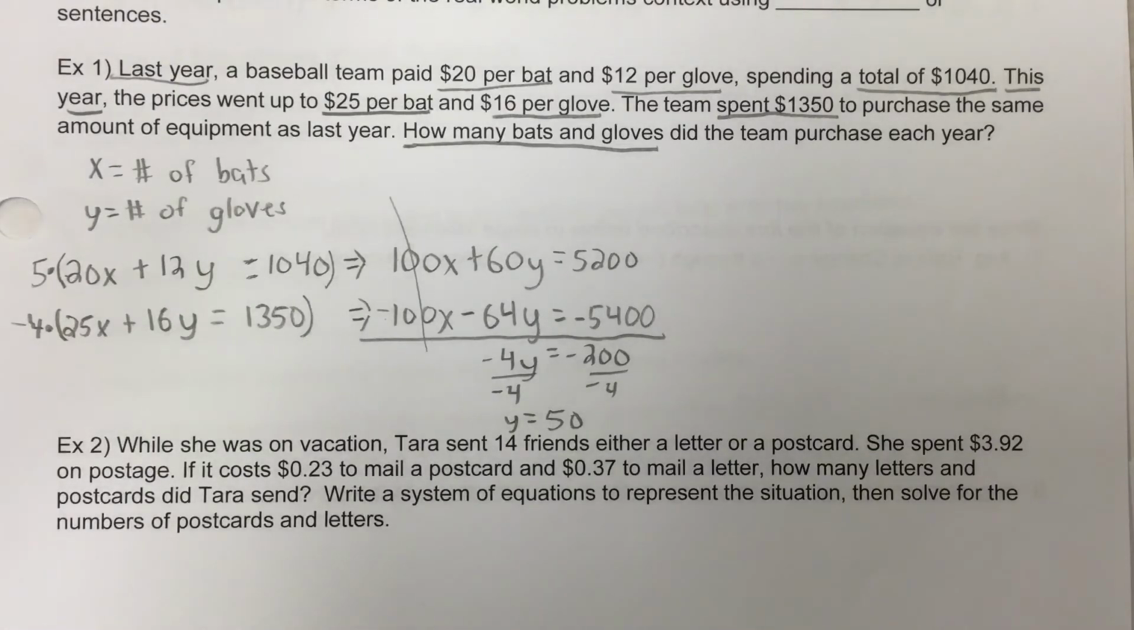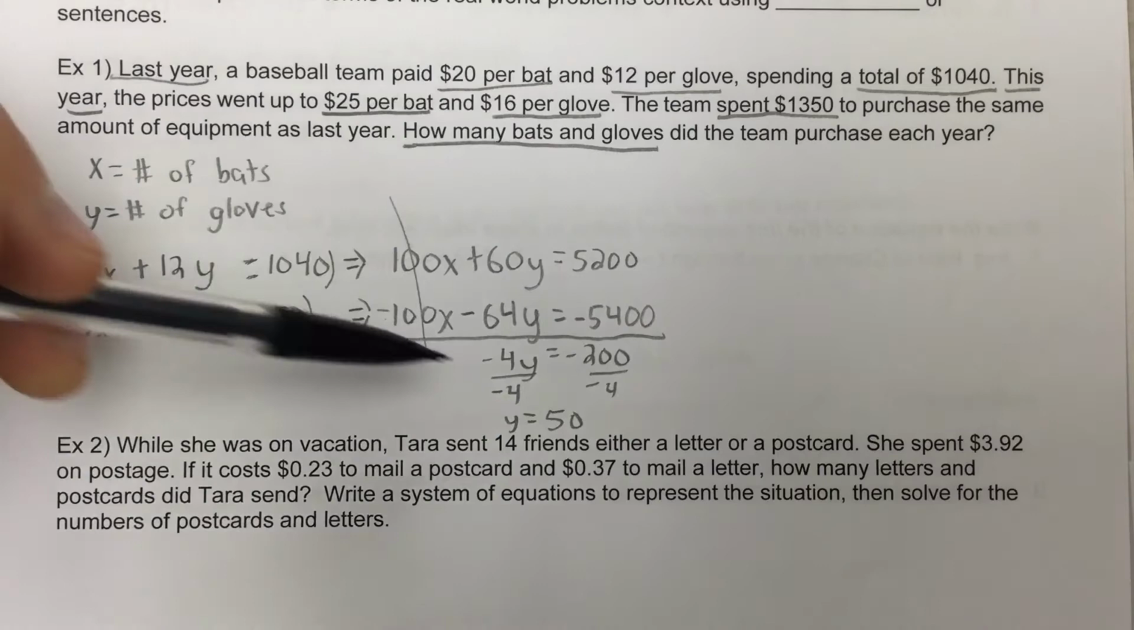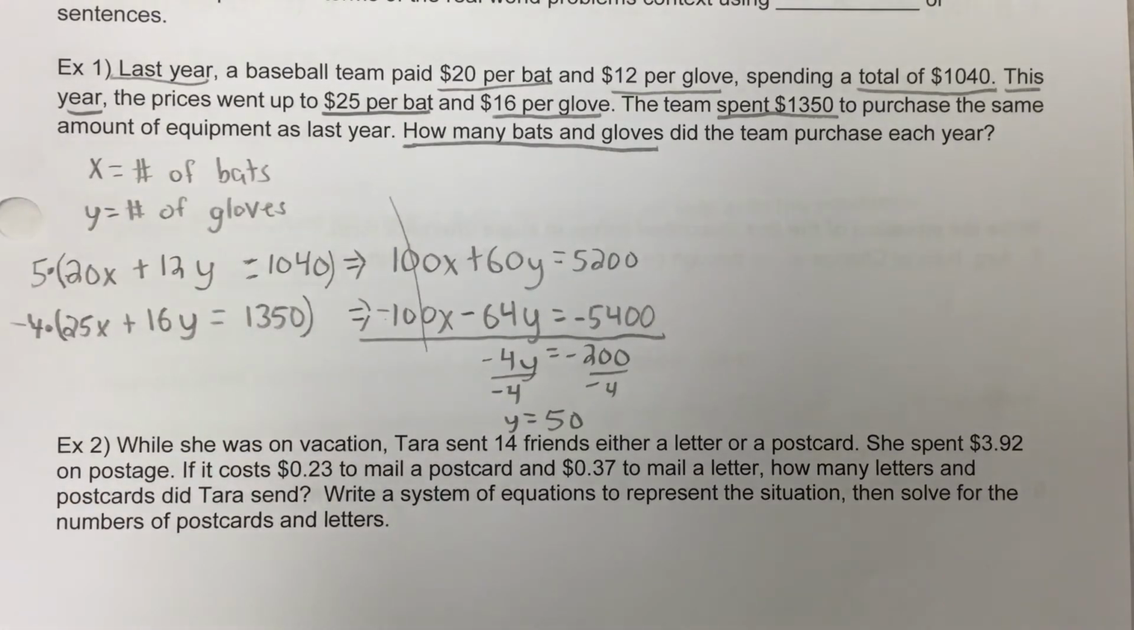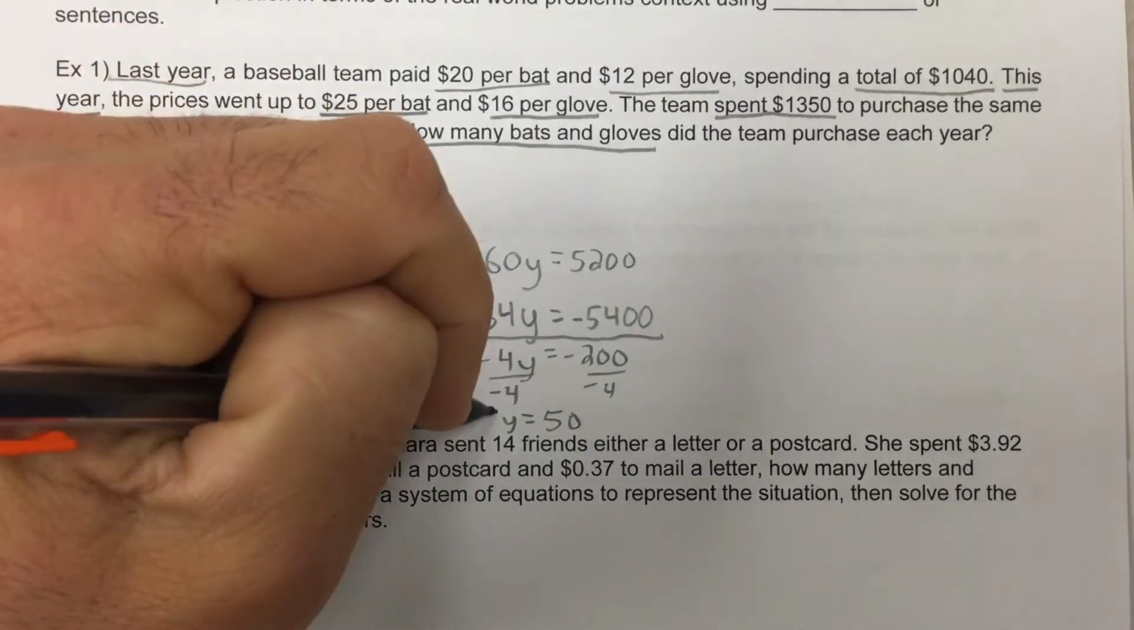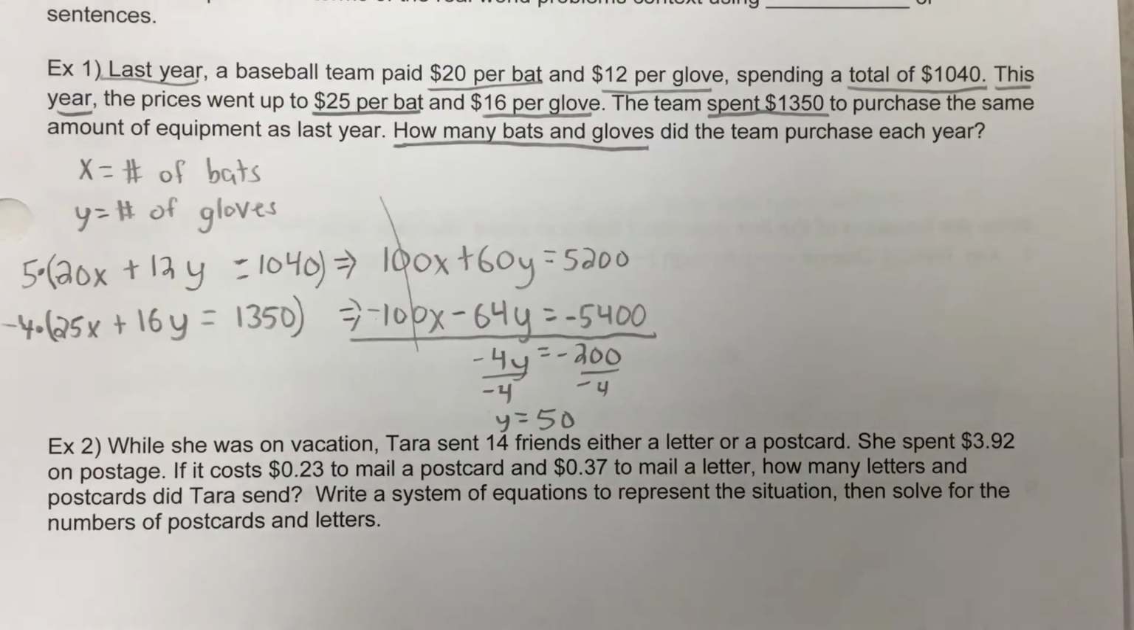Now, we had to make sure that this answer makes sense in the context. 50 gloves. Yeah, that seems like a reasonable answer. It would not be reasonable if I got a decimal here, because I can't have part of a glove or buy part of a glove. What also wouldn't make sense is if I got a negative 50, because you can't have negative gloves. So in this case, we were really looking for a positive whole number. And in this case, we got 50 gloves.